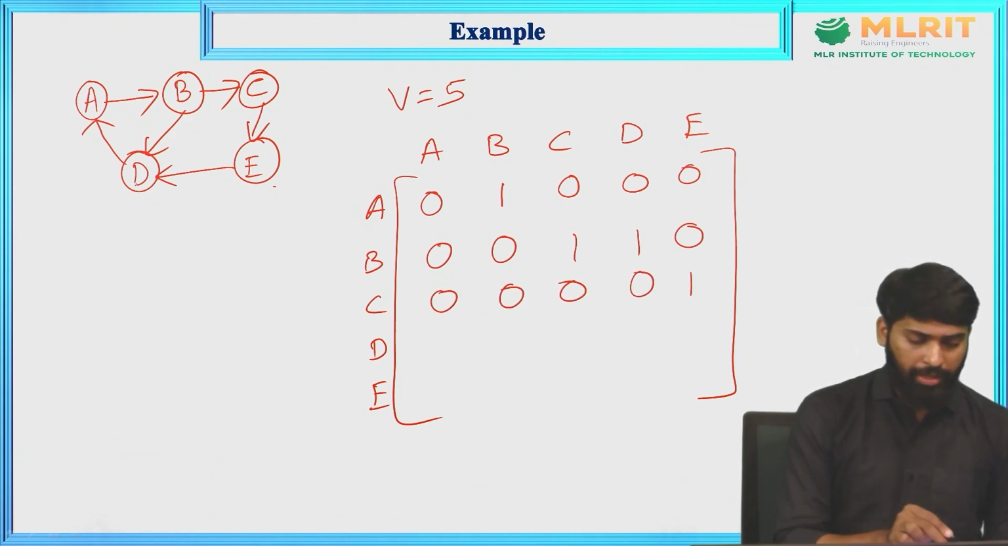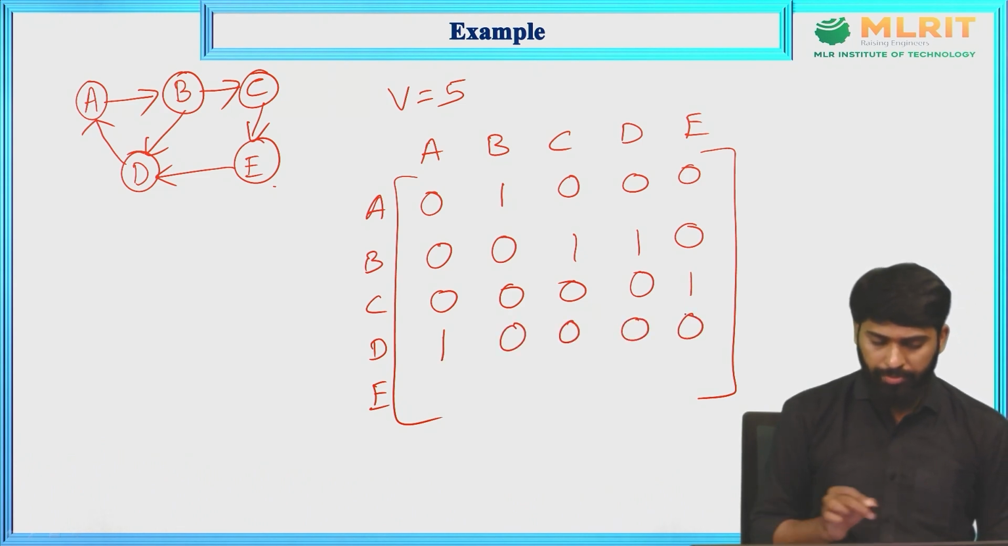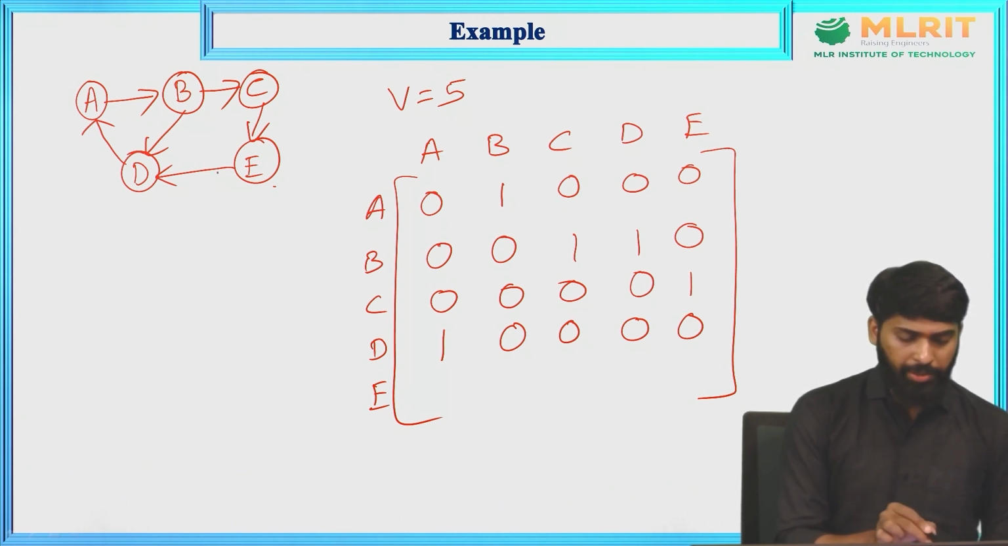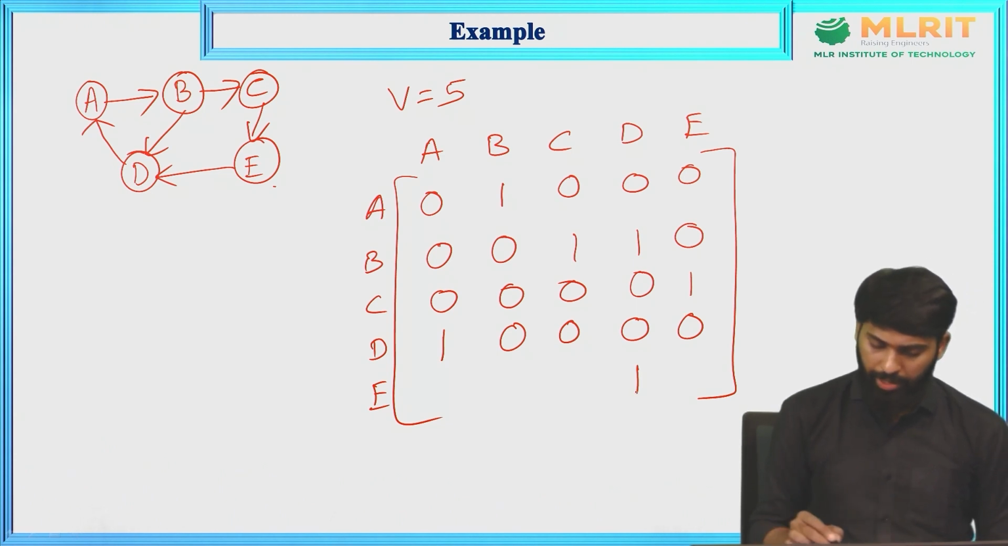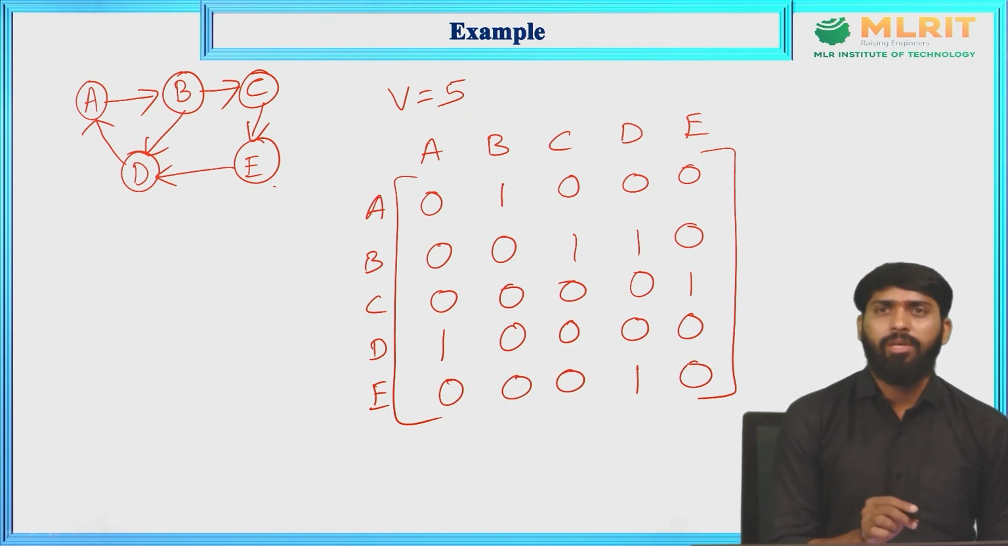Similarly for D. So from D, we have only one connection, that is A. So 1. Remaining are zeros. From E, yes, there is an edge between E to D. So 1. Remaining are zeros. So this is how we represent a graph using adjacency matrix.